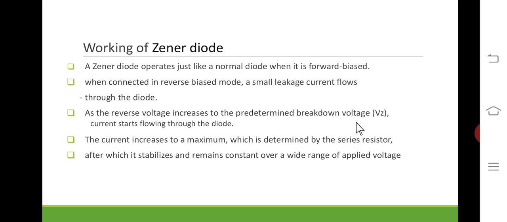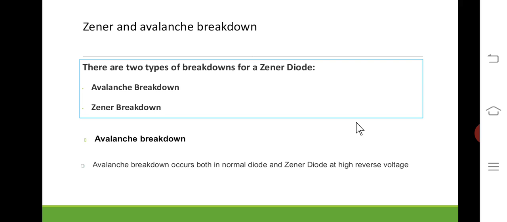It is very important. Depending on this breakdown voltage, there are two types of breakdown available in the Zener diode: one is the avalanche breakdown and the other is the Zener breakdown. What do you mean by avalanche breakdown?